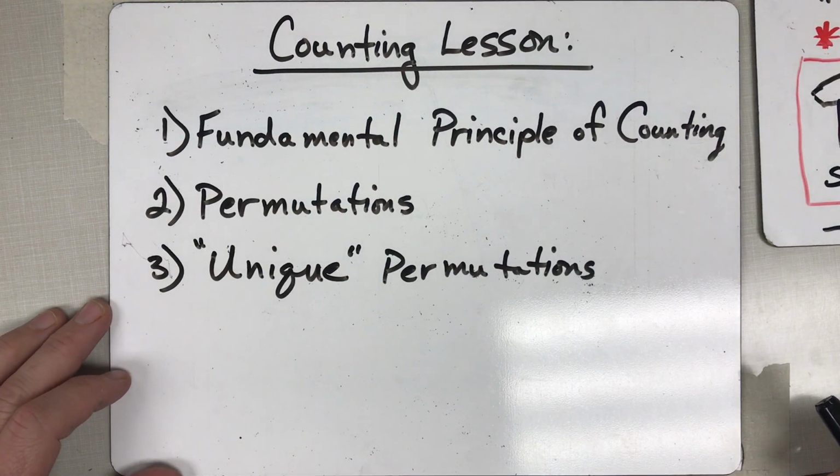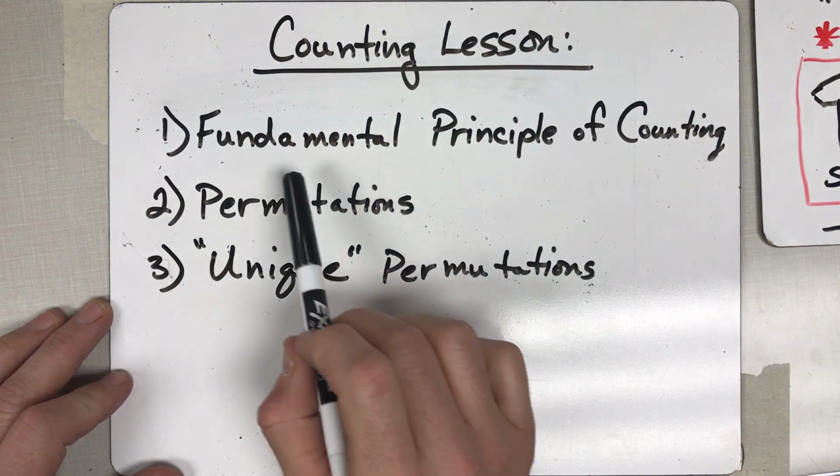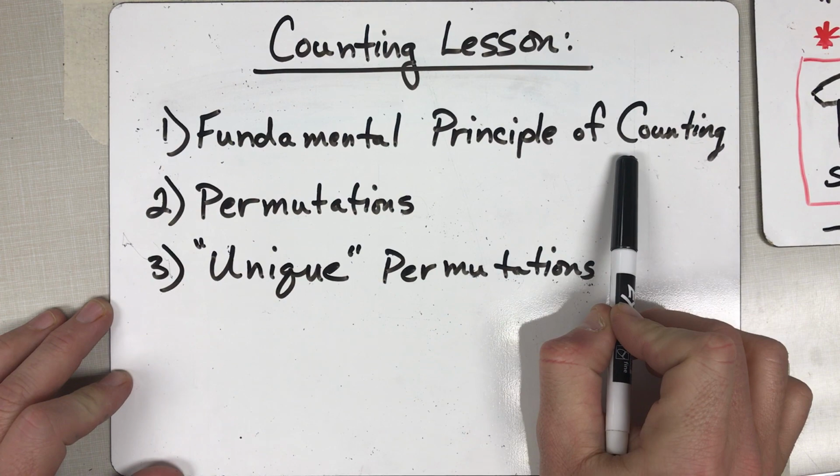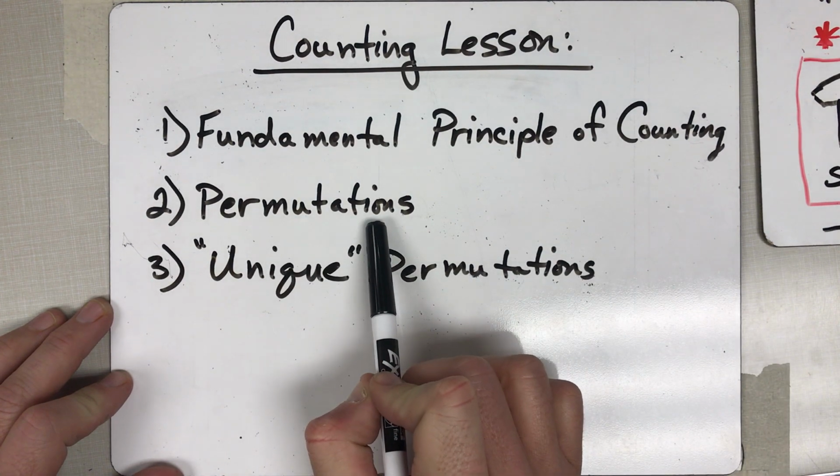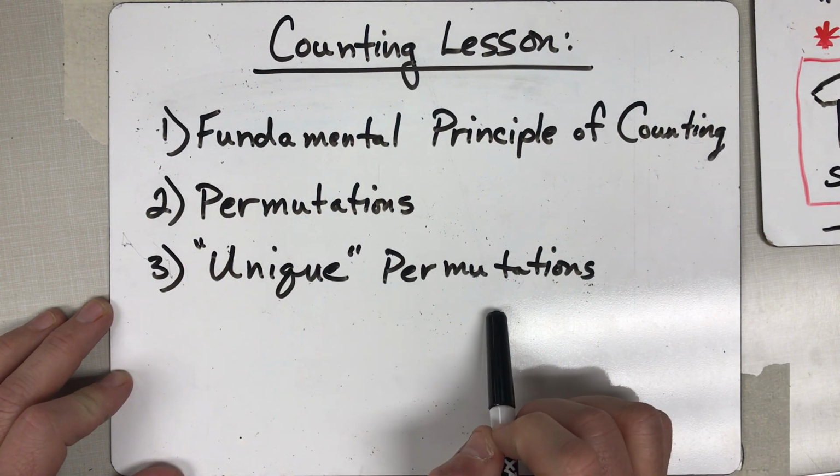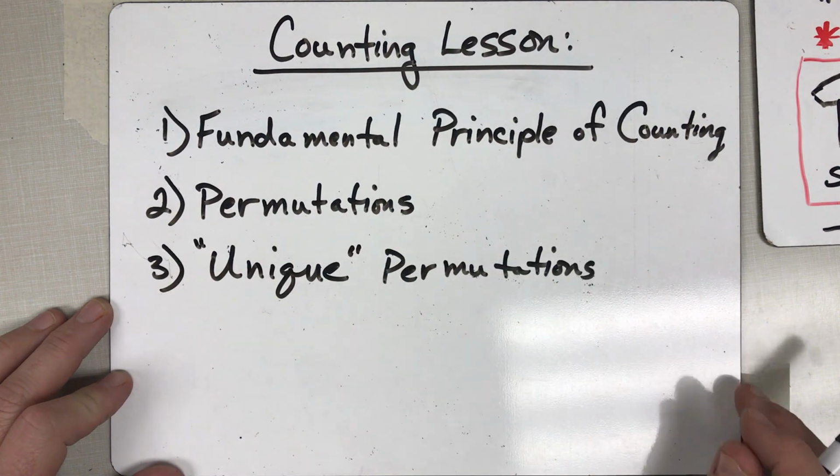Okay, this lesson is on counting. There are 3 different ways we're going to learn how to count. One of them is using the fundamental principle of counting. Then we'll use permutations as another idea, and then unique permutations in certain specific situations of permutations.